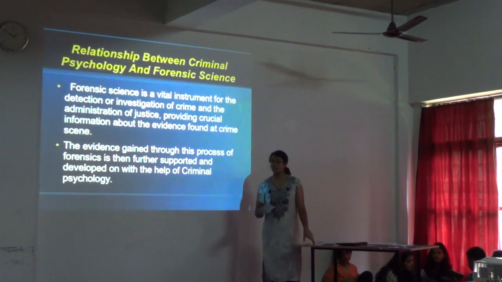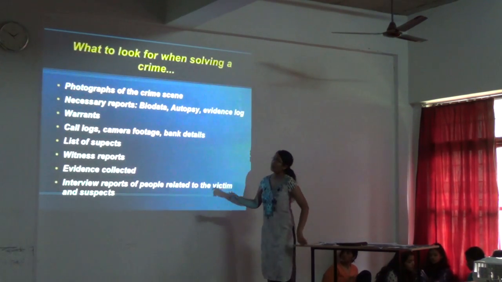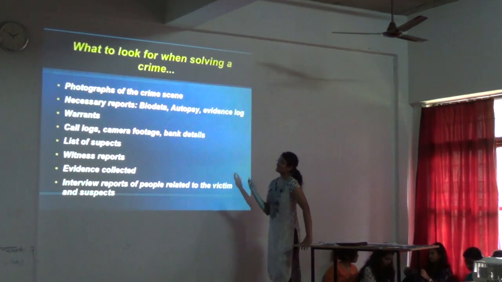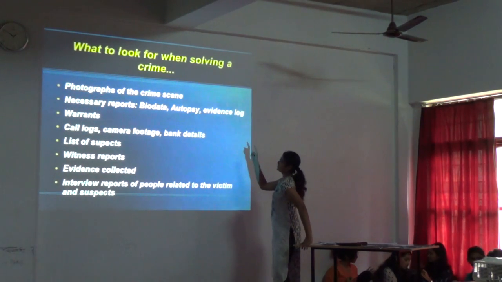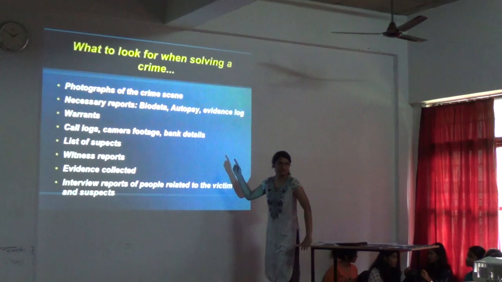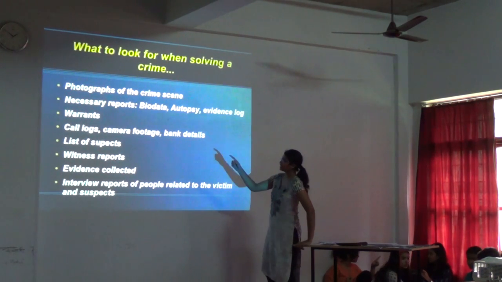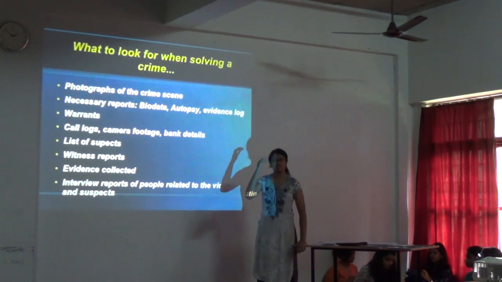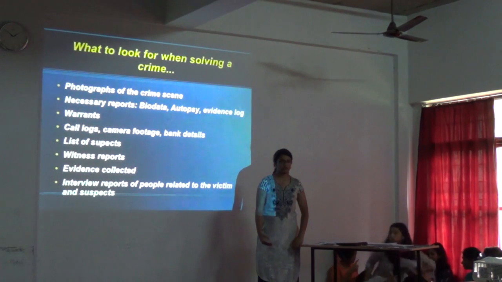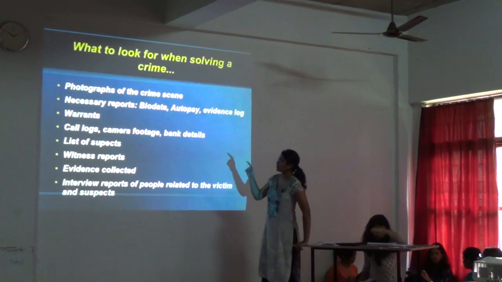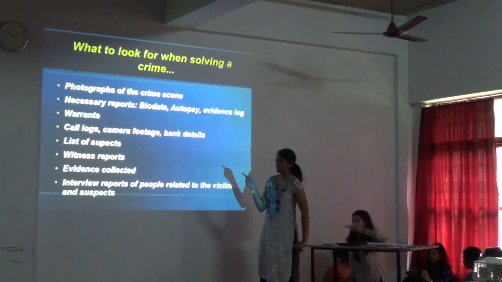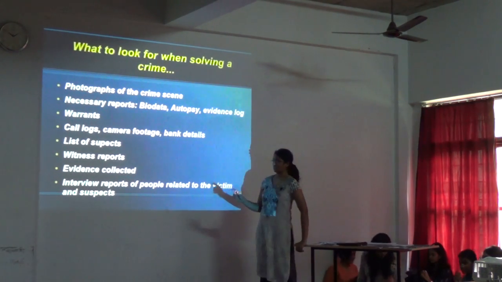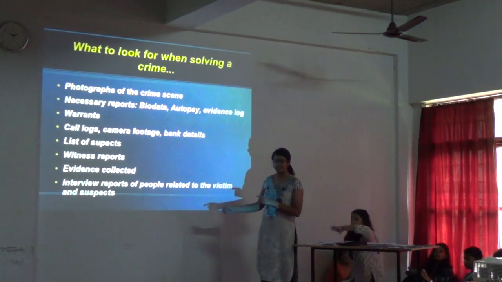So for the next activity that you're going to be doing, you need to know a few basic things. And see, these are what to look for in a crime scene. That is photographs of the crime scene, necessary reports. You all know what biodata, autopsy and evidence logs are. Anybody needs to know what any of these are? Okay. Warrants, call logs, camera footage, bank details. What's evidence log? Evidence log is a list of all the evidence that has been collected on the crime scene. Call logs, camera footage, bank details, list of suspects, witness reports, evidence collected, interview reports of people related to the victim and suspects. Okay. So this list is going to be there throughout your activity.